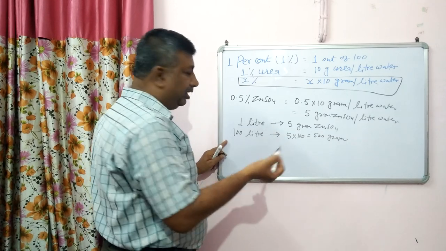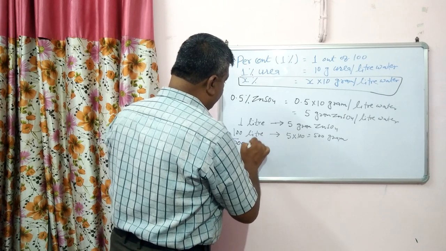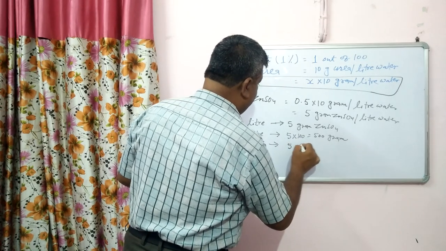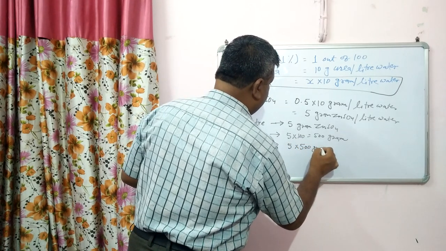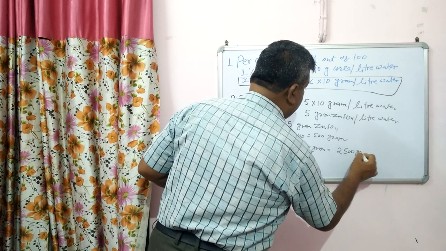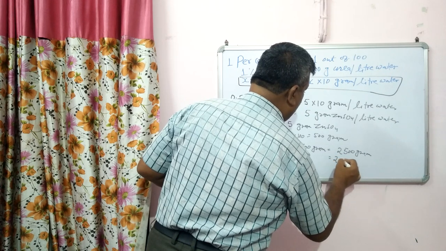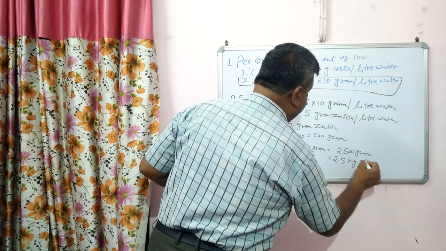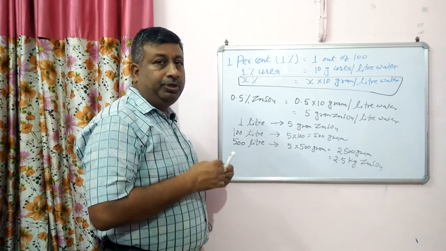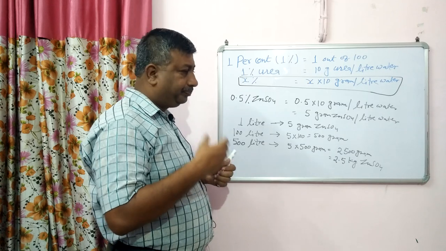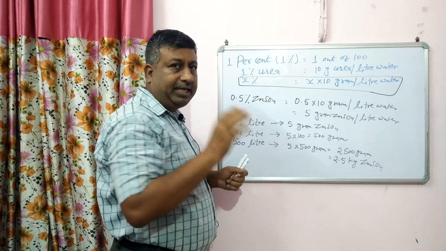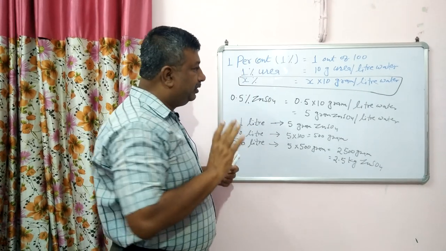So this is the way we can make it. Suppose we want to make it in 500 liter water. In 1 liter we need 5 gram, so in 500 liter it is 2500 gram, that is 2.5 kg zinc sulfate dissolved in 500 liter water. So this is a percent solution. Percent solutions are made by multiplying the value by 10, that is the gram, and dissolving it in 1 liter water. So this is the way.